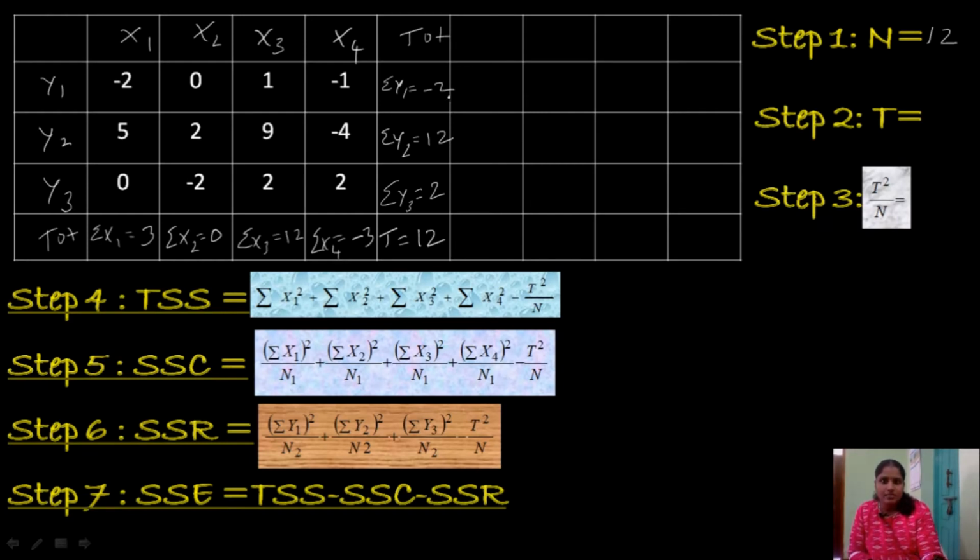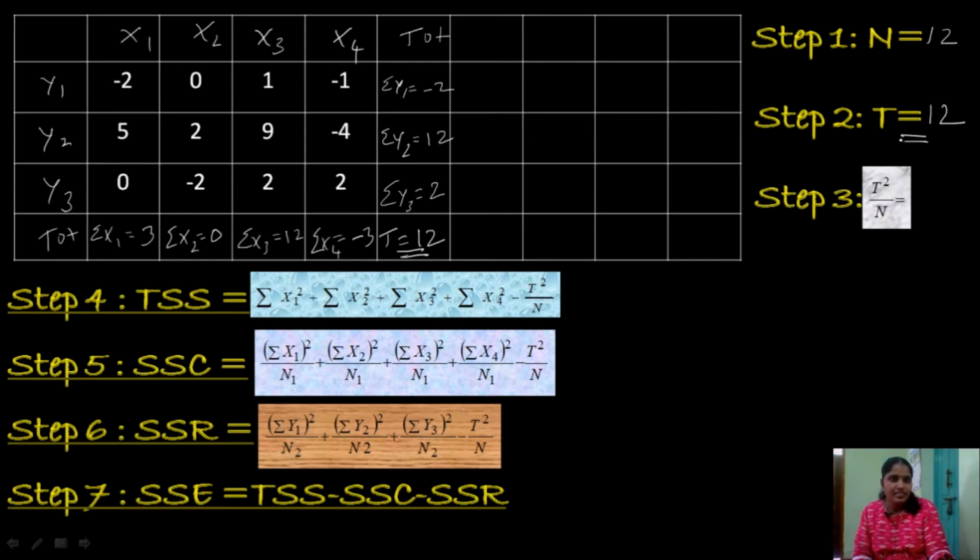Along row wise, minus 2 plus 12 plus 2, that is 12 itself. So here T is equal to 12. So our calculated value of T is 12. Next I am going to calculate the correction factor, that is T square by n.